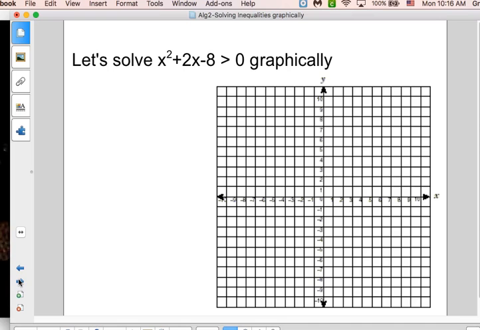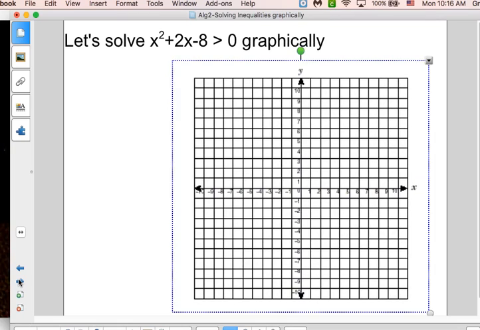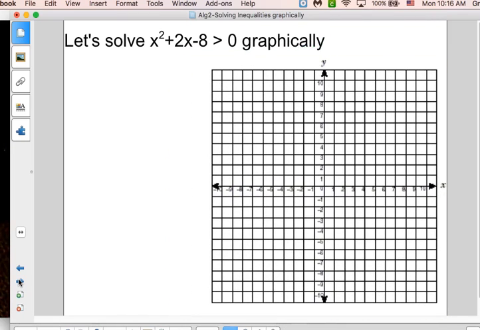So x squared plus 2x minus 8, and we want it to be greater than 0. Since we want it to be greater than 0, instead of thinking of that horizontal line at 0, do we want this graph to be positive or negative if we want it to be greater than 0? Positive. So we know at the very end, we're going to look and see where my graph is positive. So we know we want it to be above the x-axis. We know we want it to be positive. So our issue is we have to graph this.